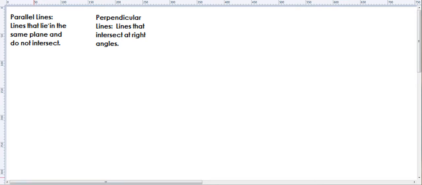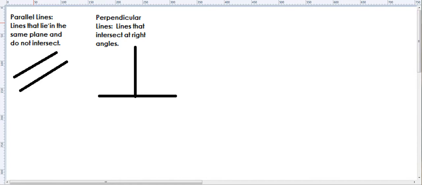So let me just go ahead and demonstrate to you with some pictures. Our first picture is going to be parallel lines. So there you have it. And our second picture is perpendicular lines, or lines that cross at right angles.